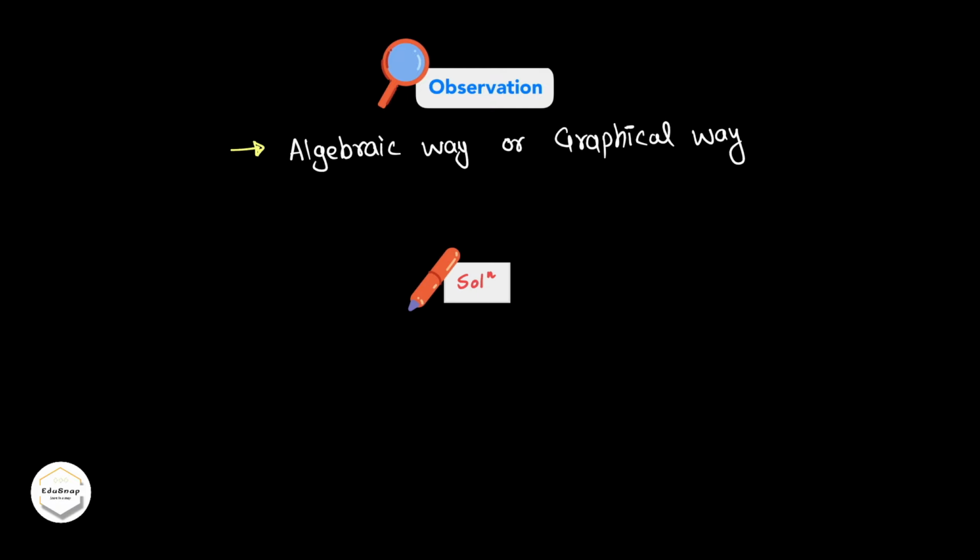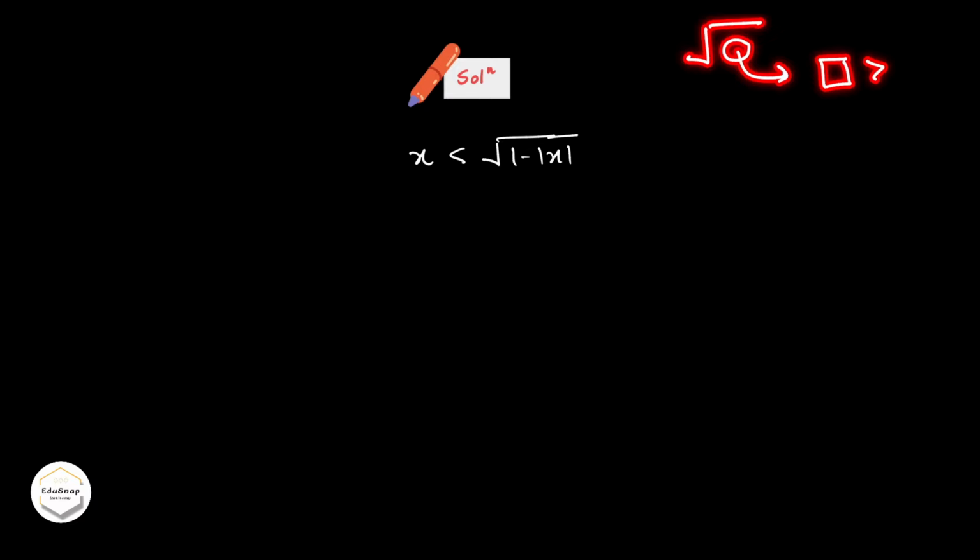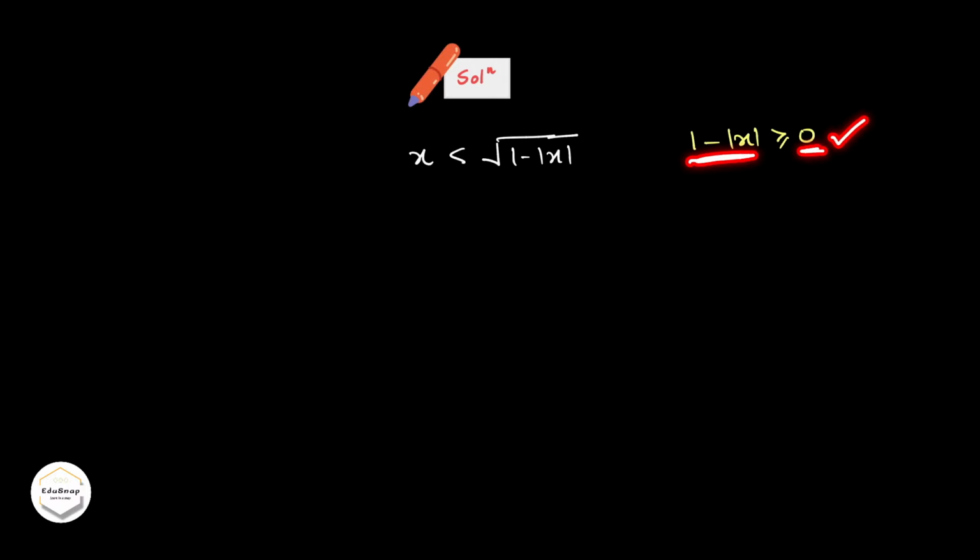So let's begin the solution part here. First of all, you will have this kind of equation. We just bring this term to the right hand side. Now, if you observe one thing, if we have a square root and something inside it, that something inside it must be what? Greater than or equal to 0. So here I will say that this value must be greater than or equal to 0.